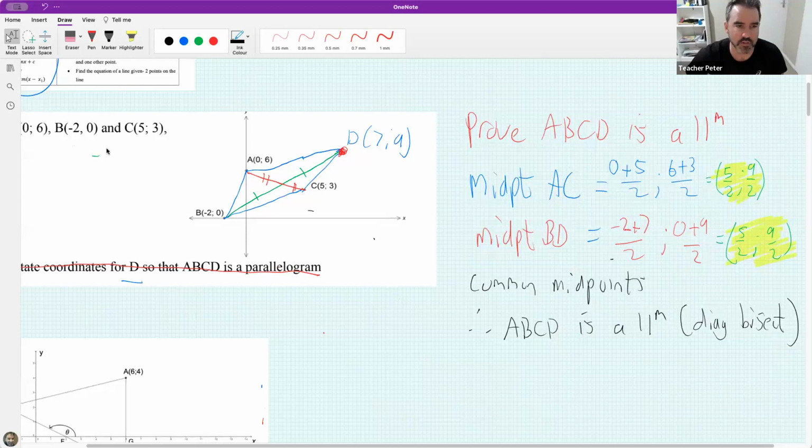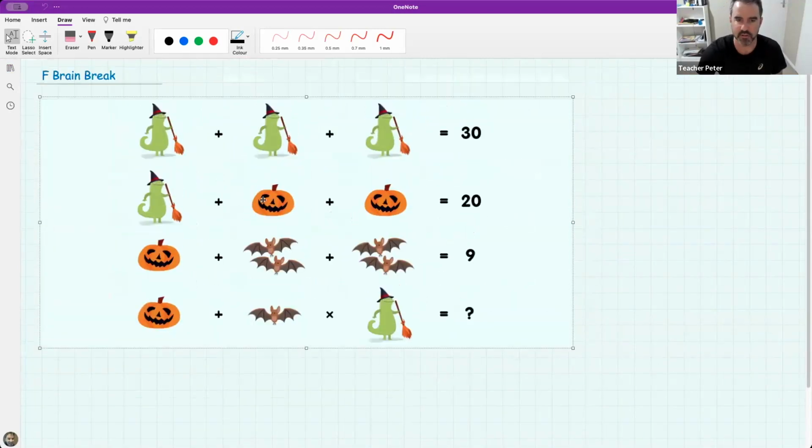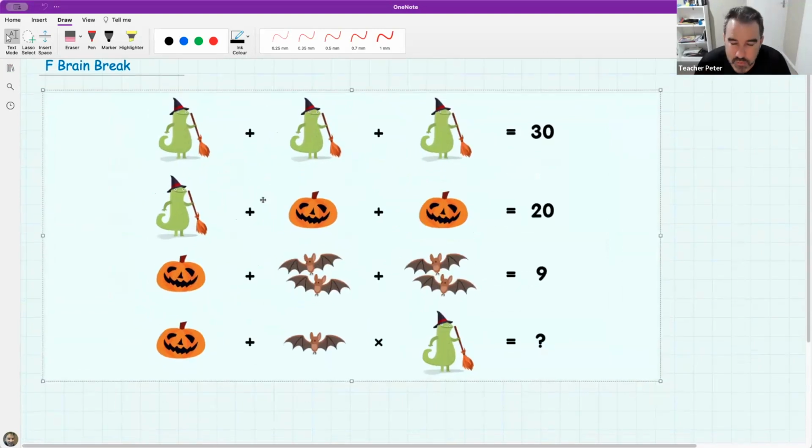And then let's do a little puzzle to help us out. Looks a bit like a Halloween puzzle, doesn't it? There is a salamander, a pumpkin and some bats. Maybe it's some sort of frog, who knows? Find me what a pumpkin plus a bat times, I don't know what that is. But anyway, find out what that is for me.